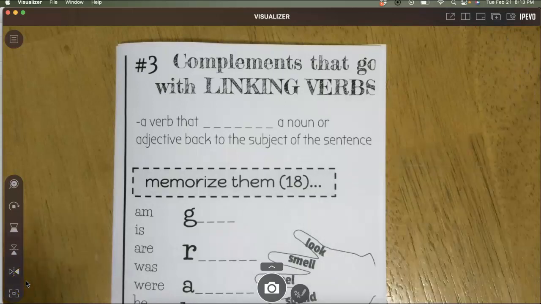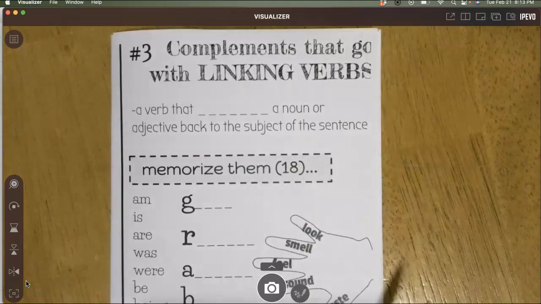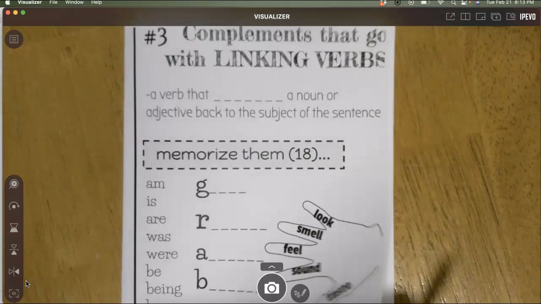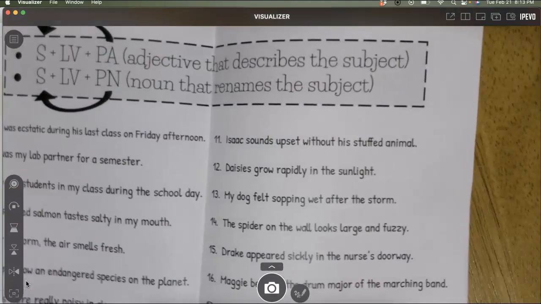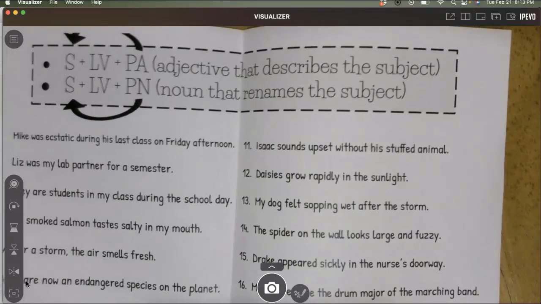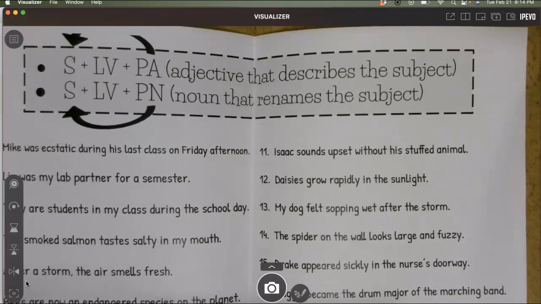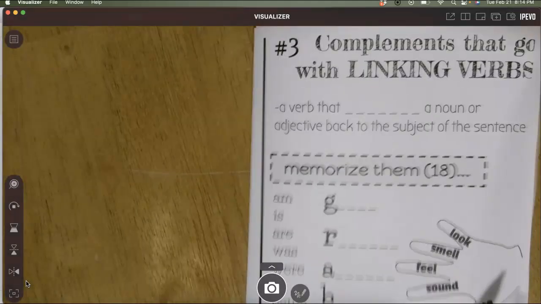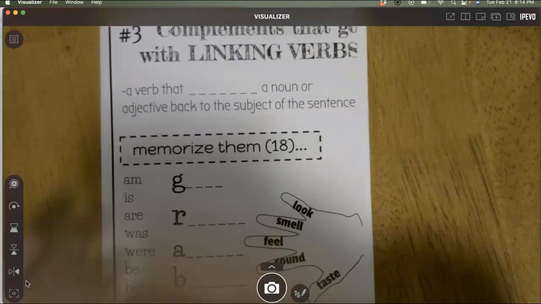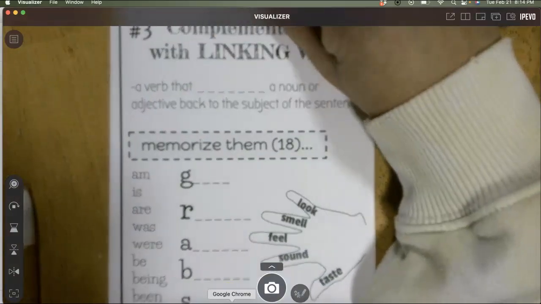For activity number 3, we're going to talk specifically about linking verbs and their complements. So you need this foldable notes template. And then we're going to do the inside a couple together, walking through the process, the questions that we ask to get your brain wrapped around the process of how you find these complements.